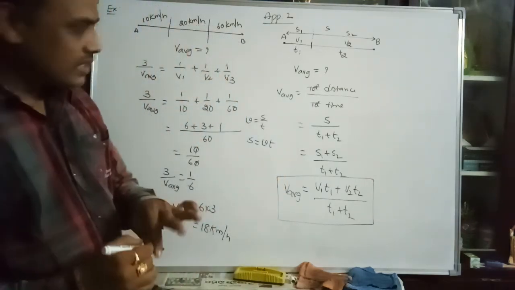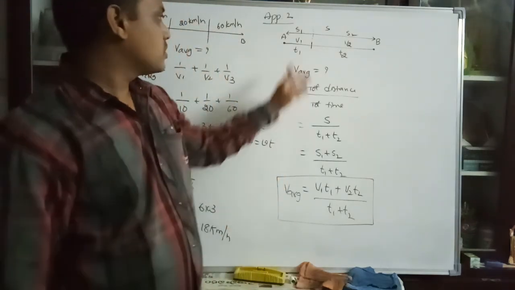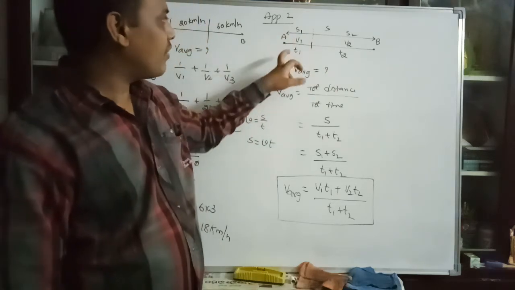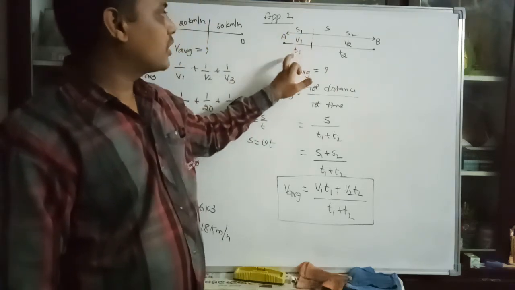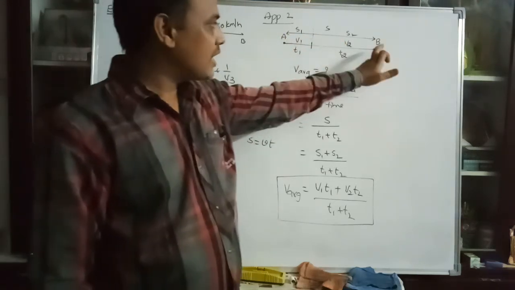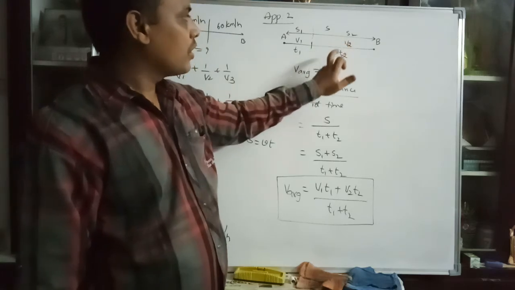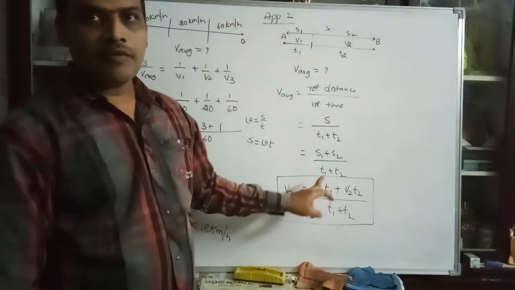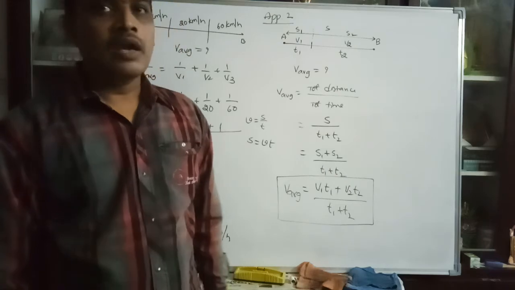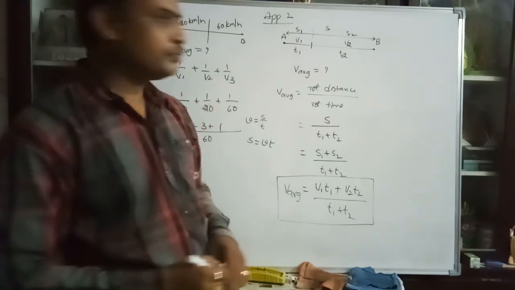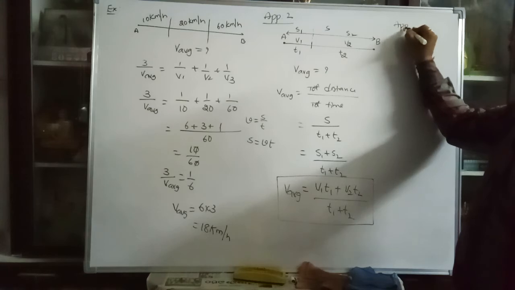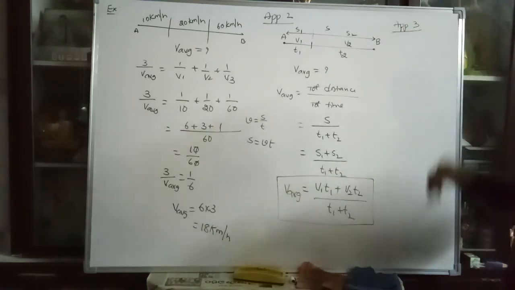So, under what condition is this applied? In the entire distance, one part is covered with speed V1 in time T1, and the remaining distance is covered with speed V2 in time T2. Then the average speed of the person can be written as V1 T1 plus V2 T2 by T1 plus T2. Now, application number 3. What is that?